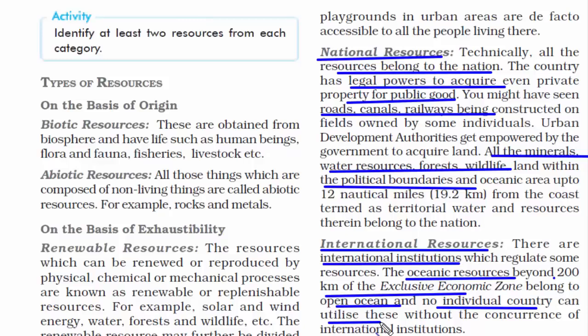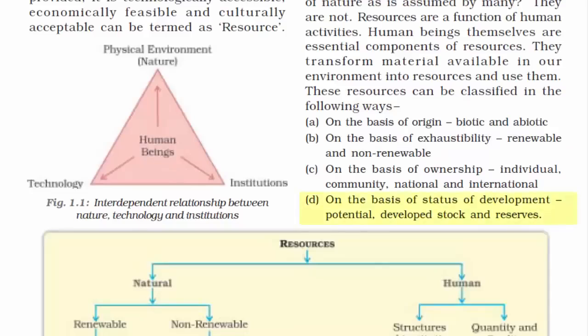That's why when a big ship passes by a country's border within the 200-kilometer limit, that particular country has the right to stop it, check it, or check for legal matters associated with it. But if that ship is beyond the 200-kilometer radius, nobody can stop them because they don't have any jurisdiction. They can flow freely on an open ocean. And the last classification is on the basis of status of development, that is potential, developed, stock and reserves.